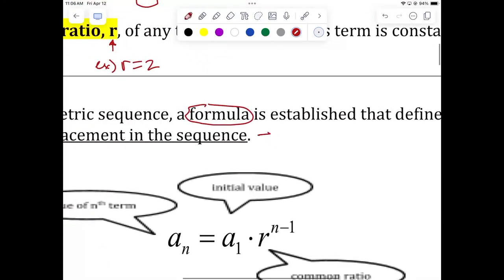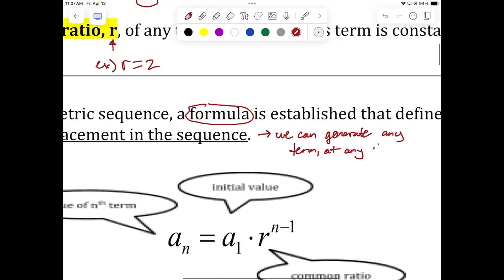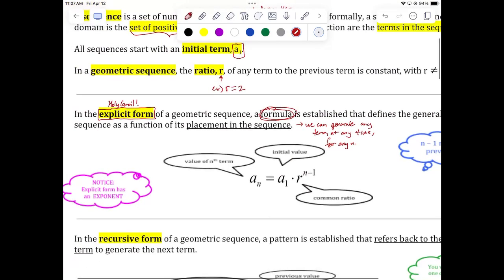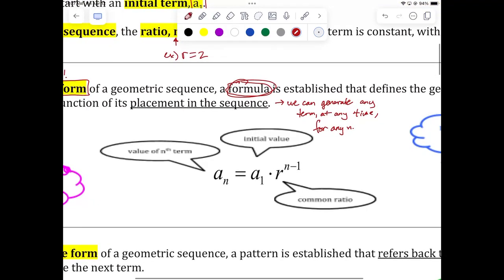Which basically means we can generate any term at any time for any n. It's a formula, okay? It's an equation that we can use. So here's what it would look like. It would say a sub n, the nth term in the sequence as a function of n, is going to be the first term, a sub 1, times the common ratio raised to the n minus first power.